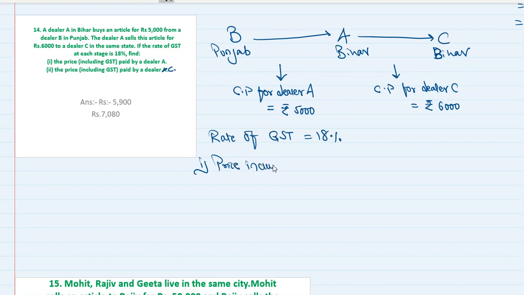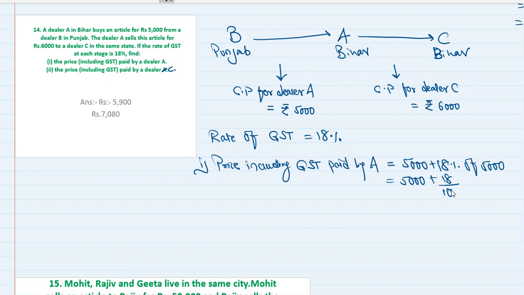Price including GST paid by dealer A is equal to 5,000 plus 18% of 5,000, that is 5,000 plus 18 upon 100 multiplied by 5,000, that is 5,000 plus 900, rupees 5,900. That is the price including GST paid by dealer A.